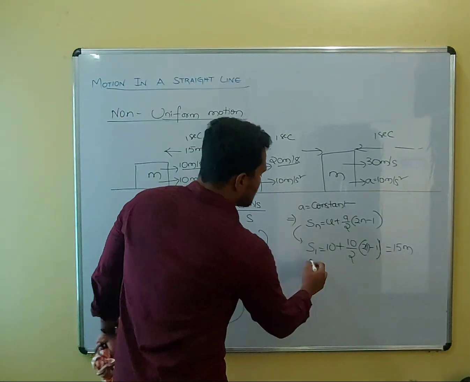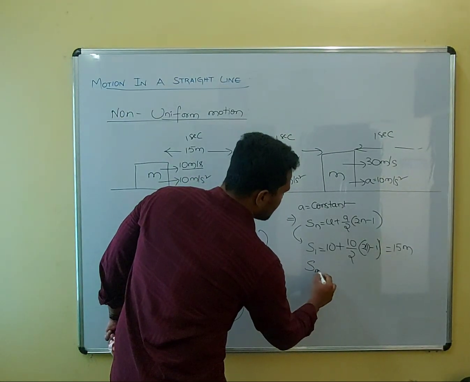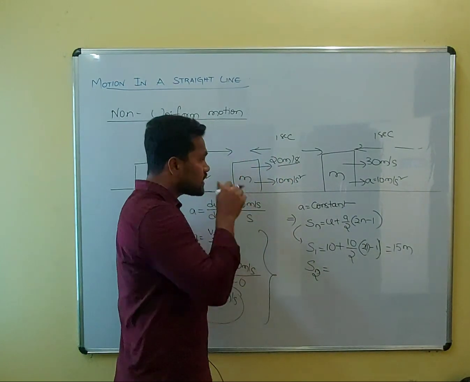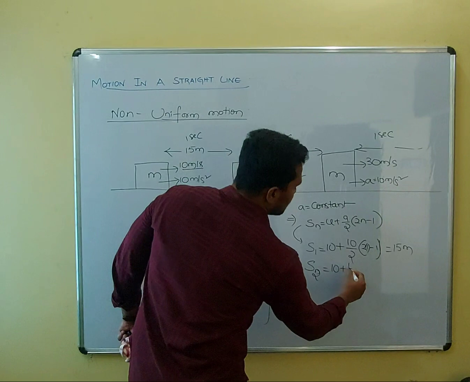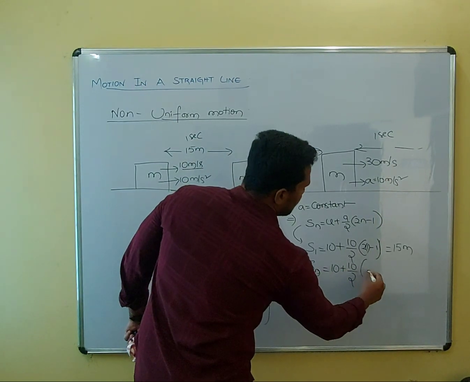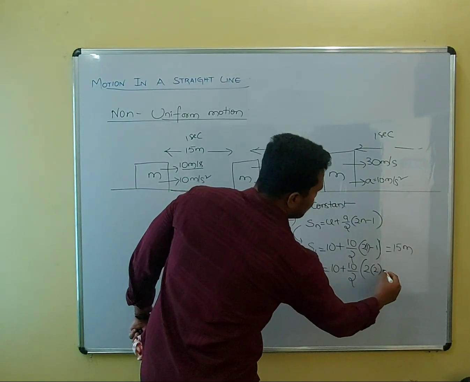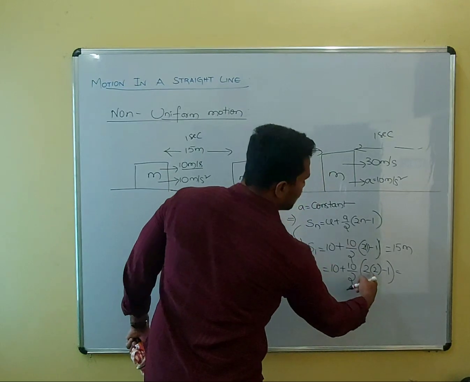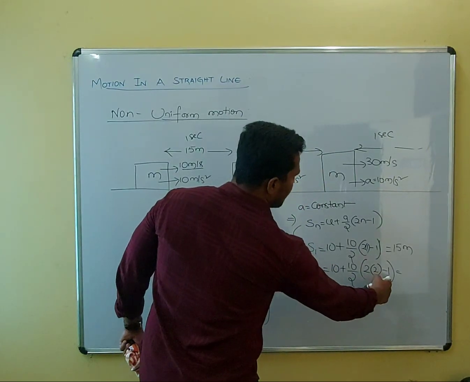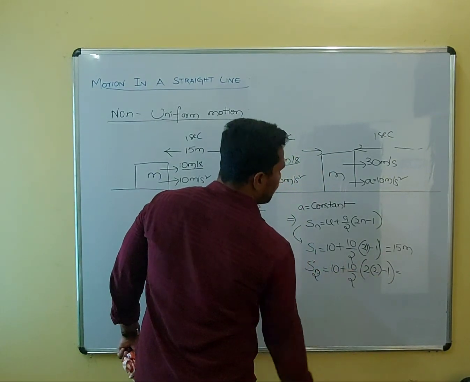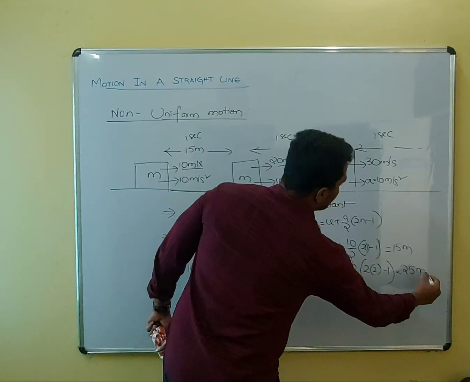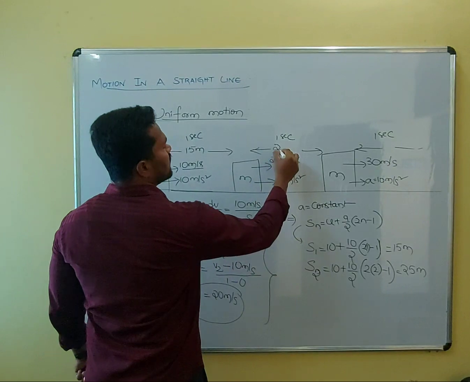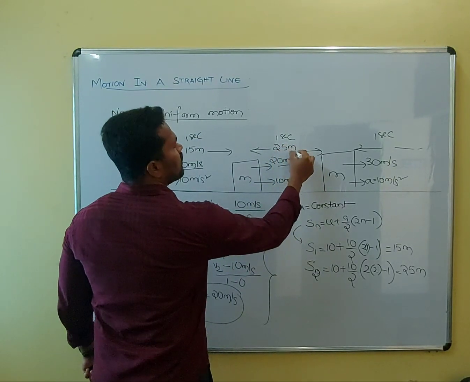Now let me calculate distance traveled by the object in the second second. Distance traveled by the object in the second second is going to be 10 plus 10 by 2. So in place of n, what should I substitute? 2 into 2 minus 1, so this is going to be 4 minus 1, 3. 3 into 5, 15. 15 plus 10, 25 meter. So distance traveled by the object in the second second is going to be 25 meter.